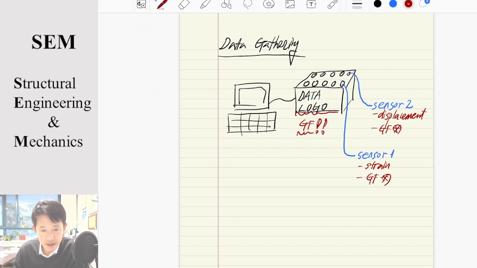Let me stop my recording here regarding the sensors and the use of the data logger.